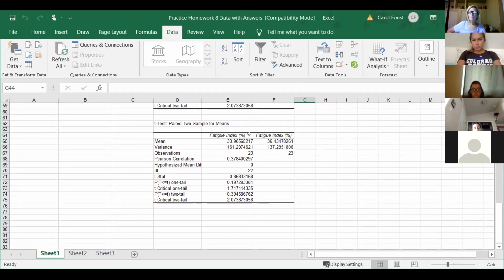So again, using a two-tail test, to see if there's a difference on either side, hop down to the two-tail test, look at my calculated T, 0.87. Look at my T critical, 2.07. My calculated is lower than my critical. I go to my probability, 0.39. That's not smaller than 0.05, that's larger than 0.05. 39% is larger than 5%. There's no difference in fatigue index. No statistical difference between day 1 and day 2.